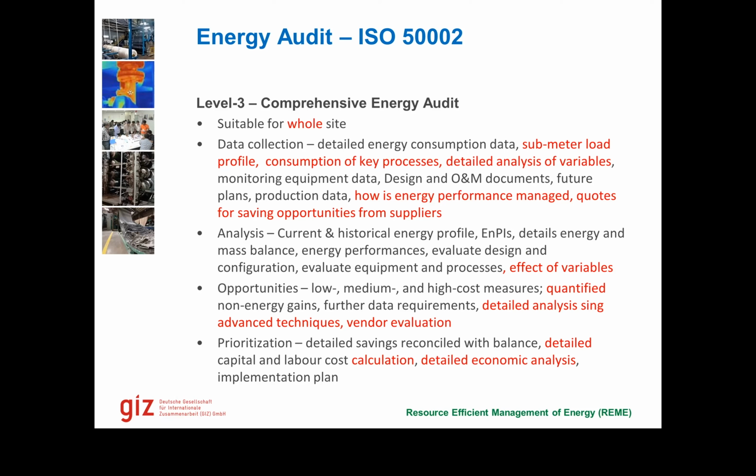Then detailed analysis of variables. So not only listing the variables, but also quantifying the variables. So if we say that our heating requirements vary because of the environmental temperature, then we need to have average environmental temperatures, or the heating degree days, or the cooling degree days. So these kinds of factors can quantify the variables.